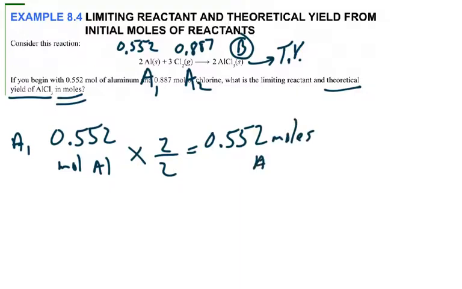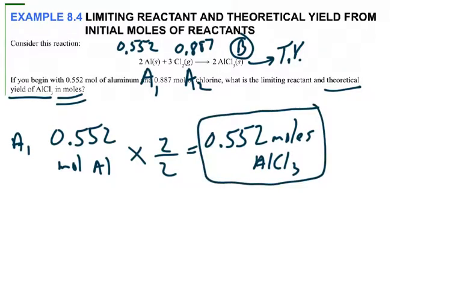B happens to be aluminum chloride. Now, we're going to put a little box here. This may or may not be the final answer. We have to do a second mole-to-mole, so this time we're going to use the other reactant called A2, or chlorine. And according to the question, we have 0.887 moles of chlorine.